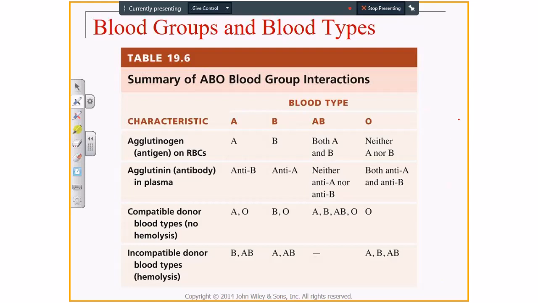So this table, which is 19.6, really demonstrates the different blood types in terms of the antigen that's on their red blood cells versus what antibodies are in their plasma and what compatible donor types there are.